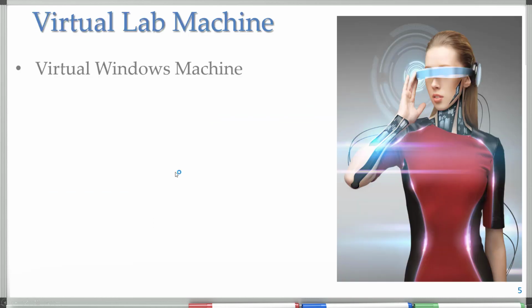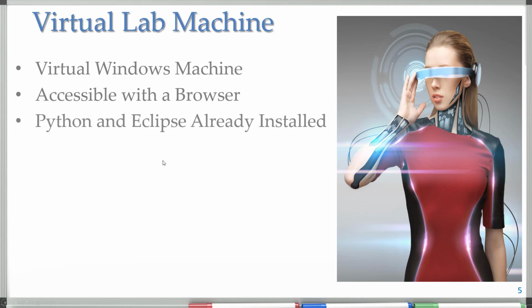You have a virtual lab machine through UAH. It's a Windows machine. You can access it from any browser, your home computer, your work computer, your phone, wherever you want to work. Python and Eclipse are already installed on it. Now I'll show you how you can install the tools on your home machine. But if you don't want to, the virtual lab machine has everything you need. Any files needed for the exercises, that's on the desktop of the virtual machine.